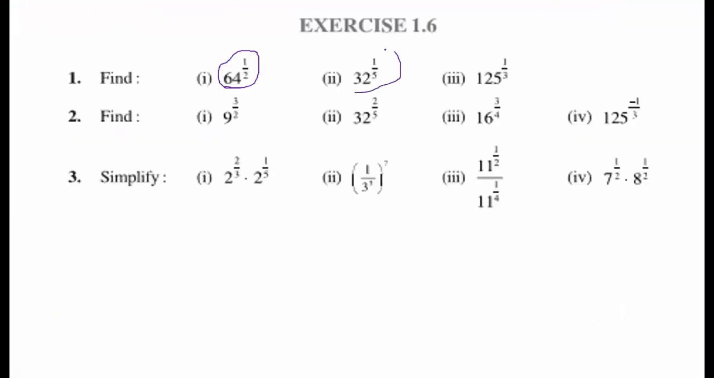Similarly, for 32 raised to power 1 by 5, that means 2 raised to power 5 into 1 by 5. The answer will be 2. And this is the cube root of 125. That is 5. 5 5s are 25, 5 25s are 125. And similarly, find 9 raised to power 3 by 2.